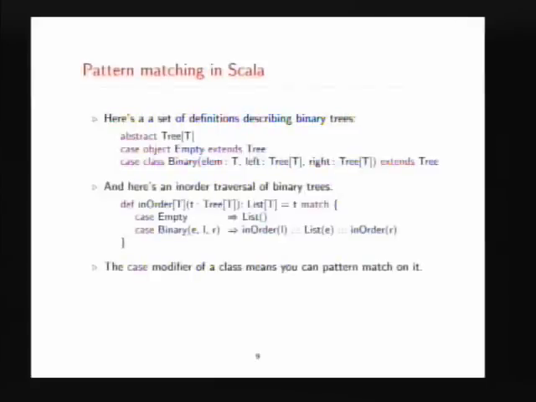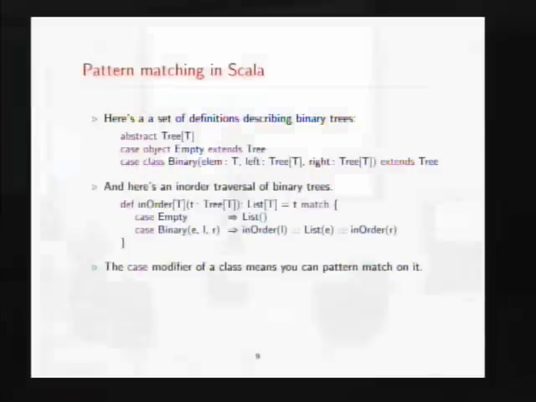We have here a definition of a binary tree of an arbitrary element type. Oh, sorry, that was a typo. This should read abstract class Tree of T, where T is a type parameter. So we write type parameters in brackets rather than angle brackets as in Java and C#. Then we have two cases. The first is a simple object, Empty, which is just a singleton, an extension of Tree.